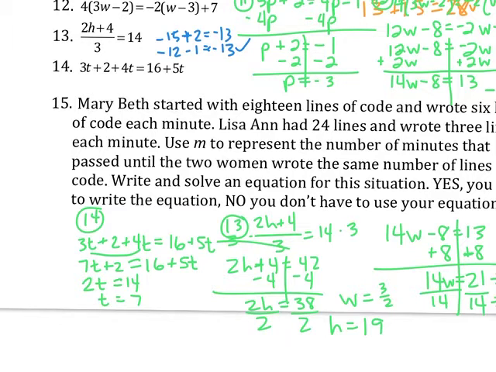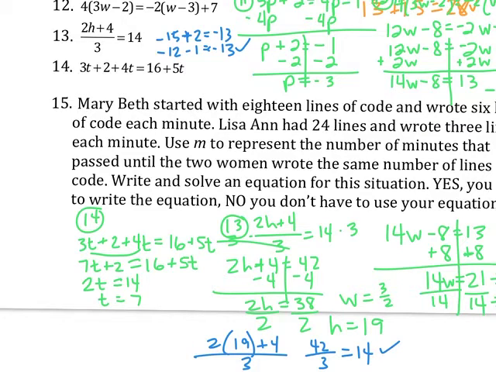So, next one. 2h plus 4 all over 3 equals 14. This is one of those ones where you have to get rid of that fraction first. So, multiply by 3 on both sides first. So, now I have 2h plus 4 equals 42. Subtract. 2h equals 38. Divide. h equals 19. So, 2 times 19 plus 4 all over 3. 2 times 19 is 38, plus 4 is 42. 42 over 3 is 14, and I know I got my answer right.